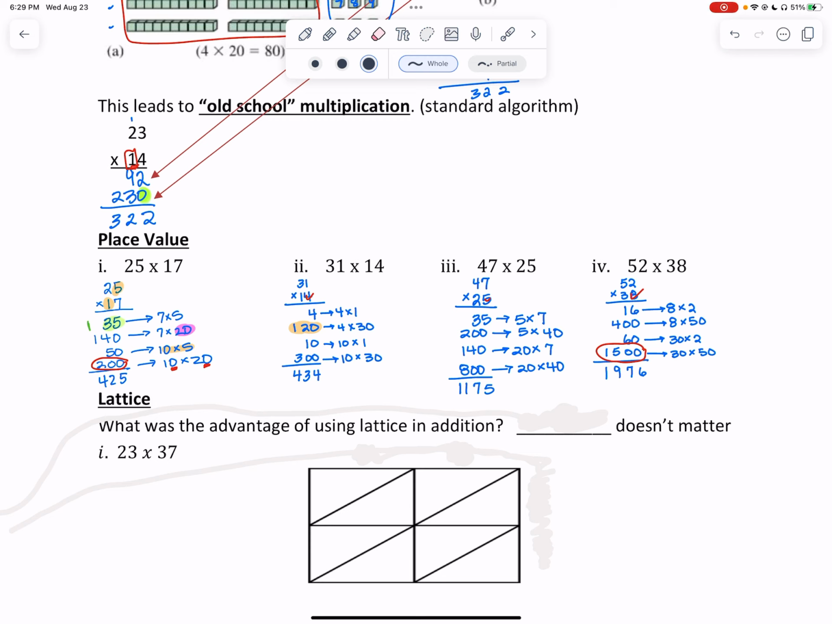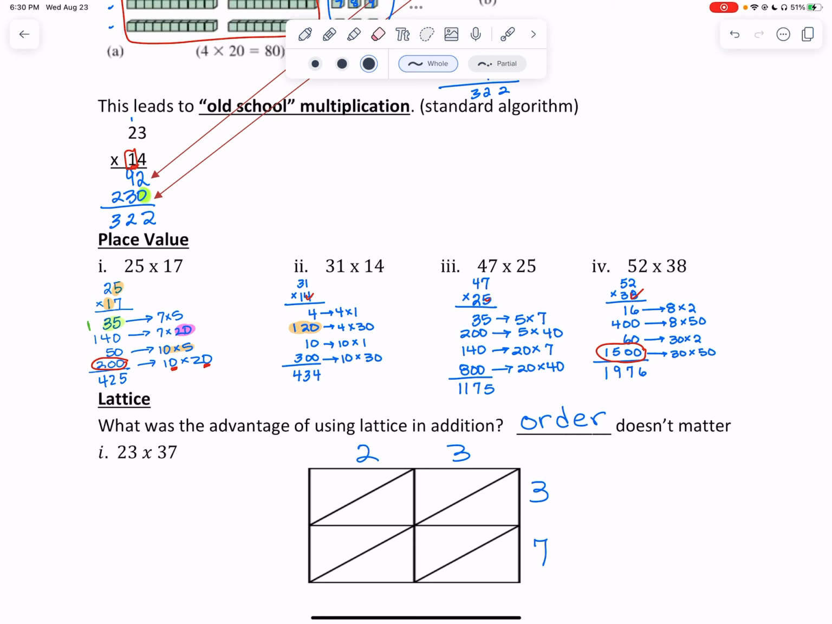Okay. So now we're going to use the lattice method. Now we've done the lattice method for addition. Do you remember what the advantage of using lattice in addition was? Yeah, your order doesn't matter. So it is the exact same in the lattice method for multiplication. Order does not matter. But notice how my lattice is set up.